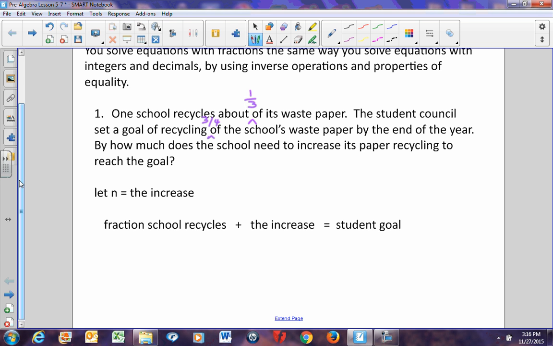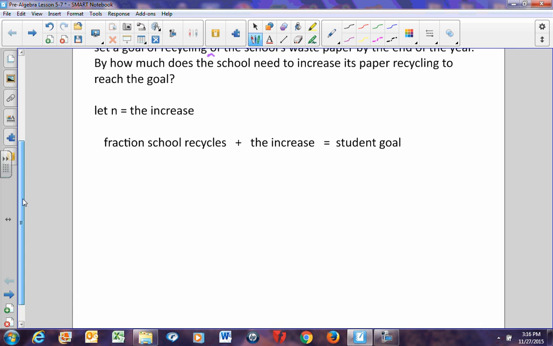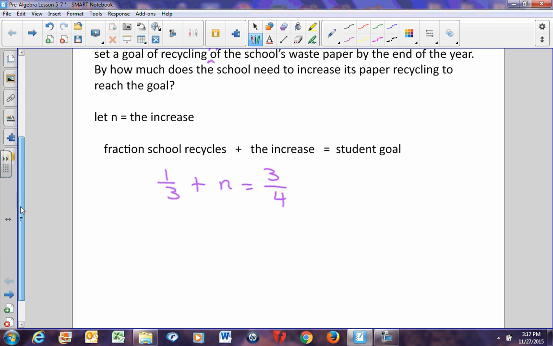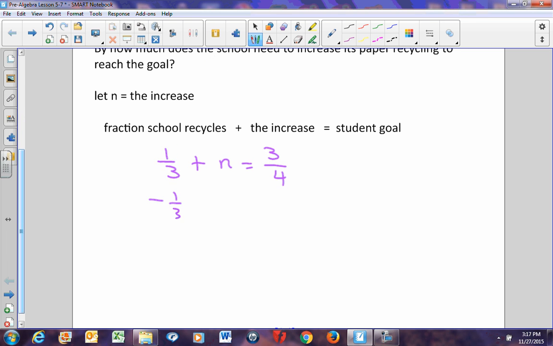Okay, so I'm going to let n equal the amount of increase. The fraction the school recycles now, plus the amount it needs to increase, should be the student goal. So it recycles 1/3 now, plus the increase, which we don't know, is the student goal, 3/4. So we have 1/3 plus n equals 3/4. To solve for n, we need to subtract 1/3 from both sides of our equation.